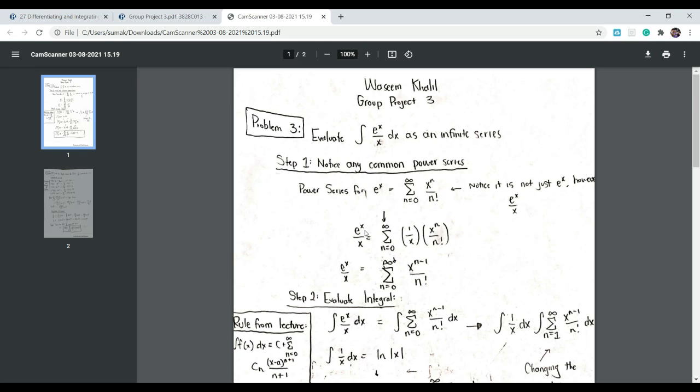And I noticed that it wasn't just e to the x, it's e to the x over x. So e to the x over x, if we want to find that power series, we want to take whatever we got for e to the x and just divide it by x. So we have e to the x over x equals the summation from 0 to infinity of 1 over x times x to the n over n factorial. And if we divide these, we get x to the n divided by x, which is x to the n minus 1, and then 1 over n factorial, which is just the same, 1 over n factorial will be the coefficient in front of the x, so nothing really changes.